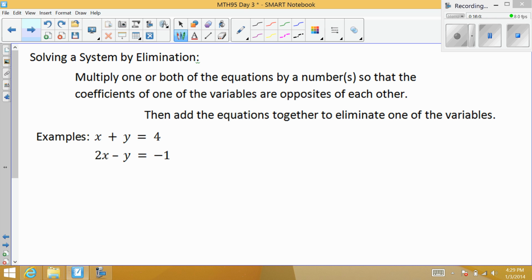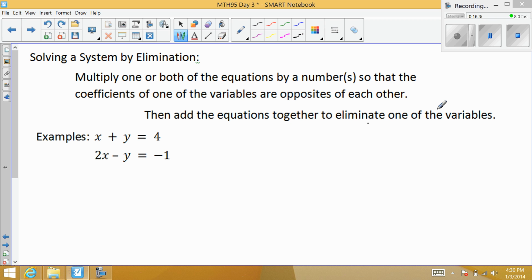Third method, again, this one's a little harder to catch on to, but is actually a little easier to do. It's called solving by elimination. It's also called solving by the combination method in other books. And what we want to do is eliminate one of the variables. When we start off with the system, we have two equations and two variables, x's and y's. And the idea is to multiply one or both of the equations by a number so that the coefficients of one of the variables are opposites of each other. Then add the two equations together to eliminate one of the variables.